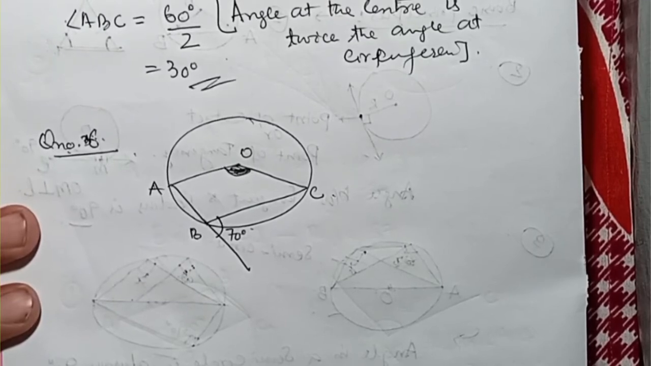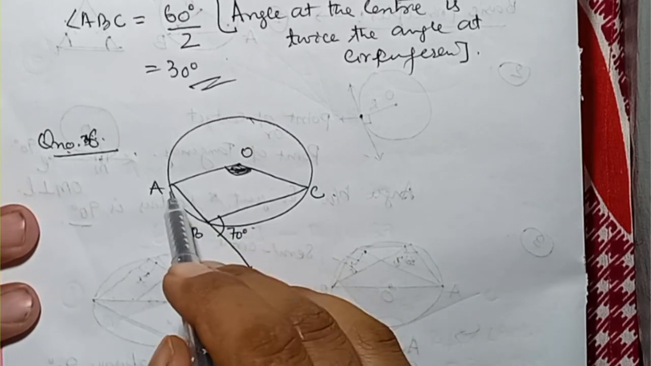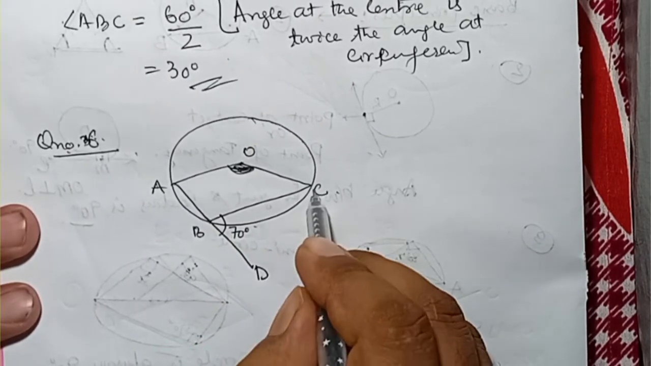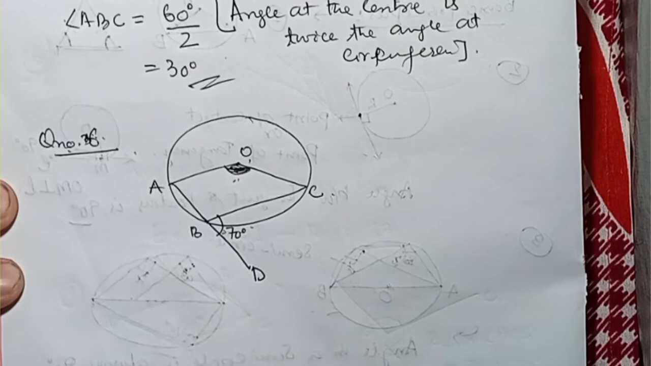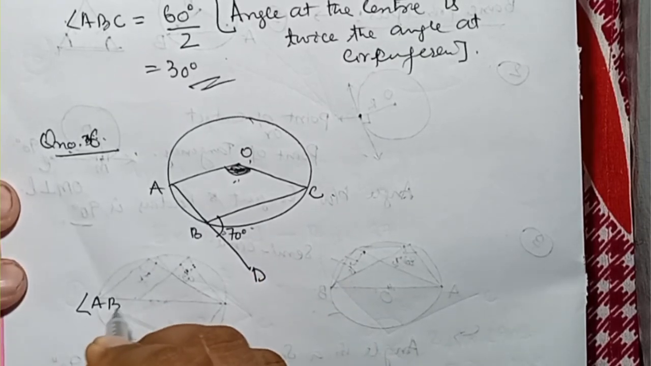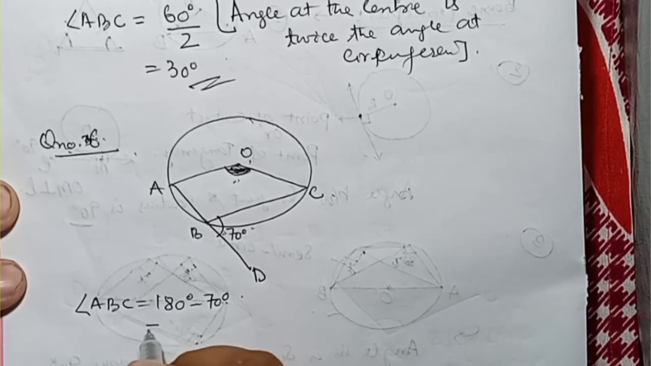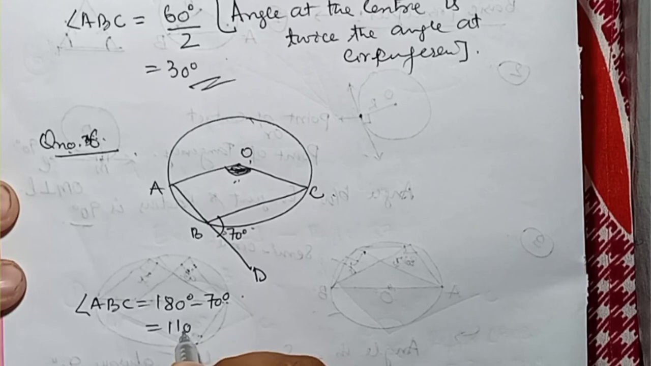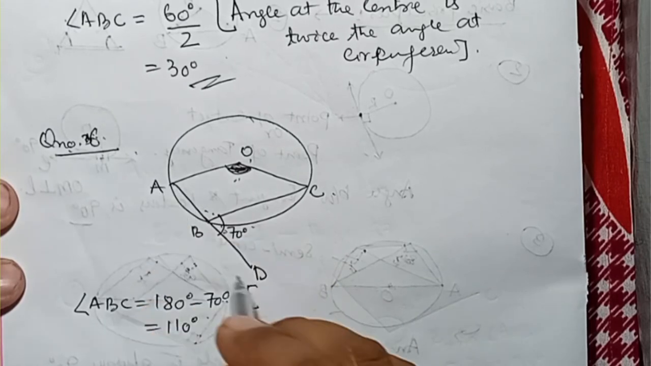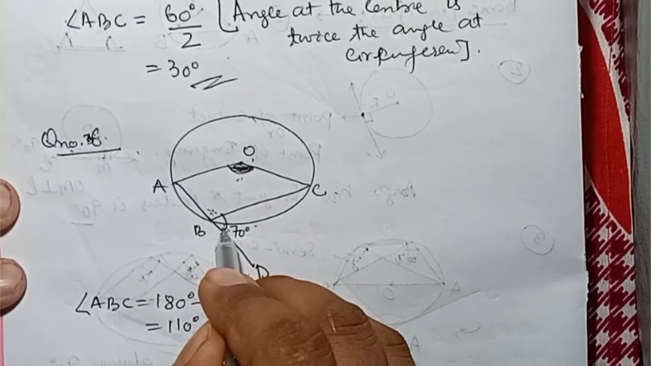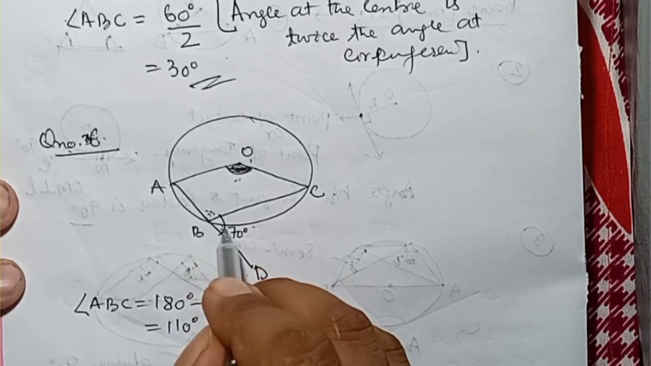Now you can see question number 6. What is question number 6? There is a diagram like this: A, B, D, and this is C, this is O. We need to find this angle. This angle is given. So I will write angle ABC equal to 180 degrees minus 70 degrees, that is 110 degrees. How? Sum of angles on a straight line. This is the straight line, and the sum of these two angles will be 180, and we know this angle is 70 degrees. It means this angle will be 180 minus 70 degrees.